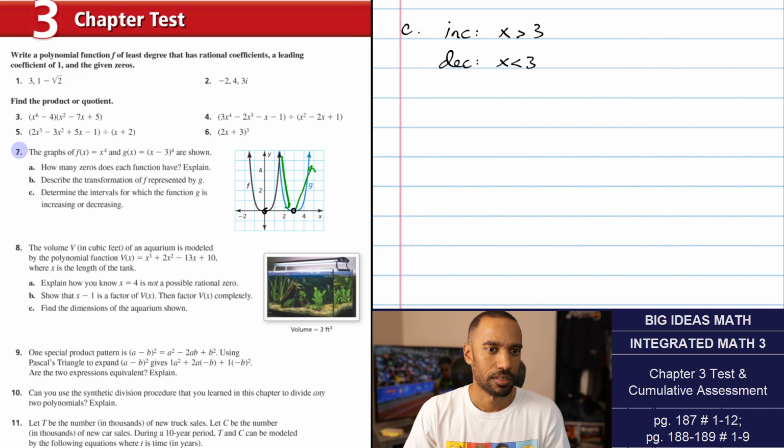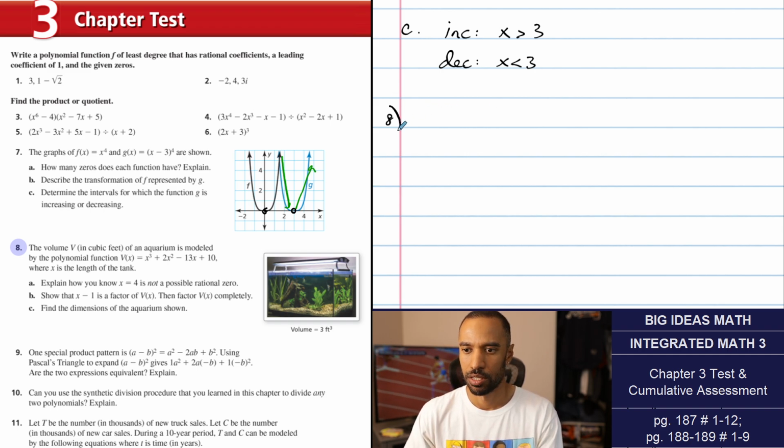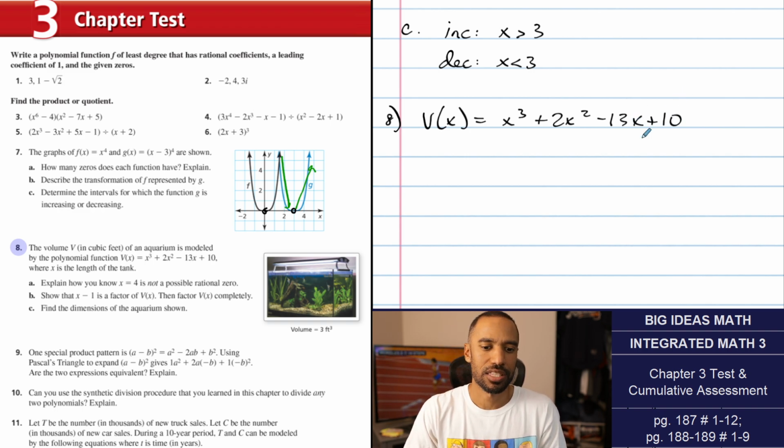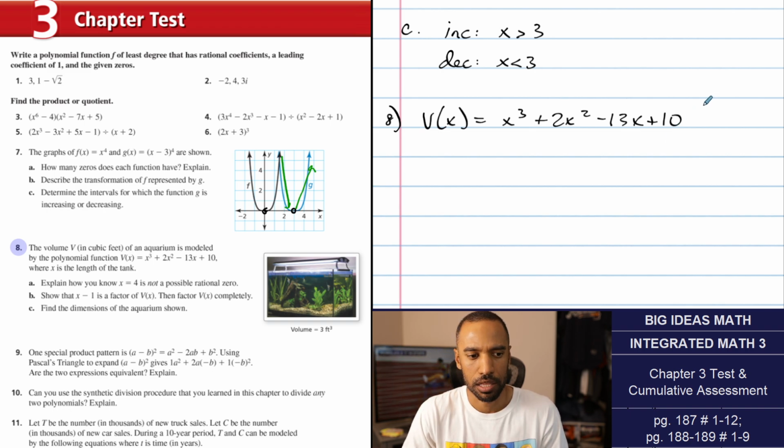Okay, number 8. Totally different question. The volume V in cubic feet of an aquarium is modeled by the polynomial function written there. So let's write that. V of x equals x cubed plus 2x squared minus 13x plus 10. This is the volume of an aquarium, where x is the length of the tank.